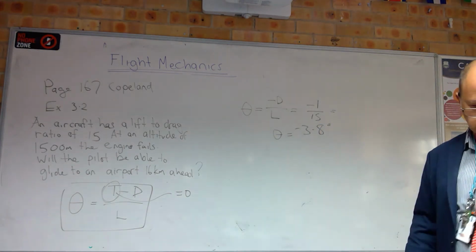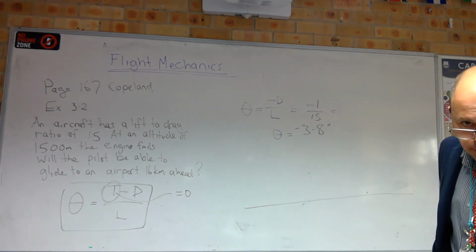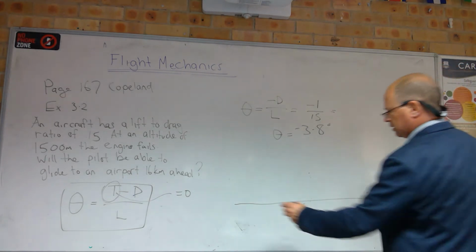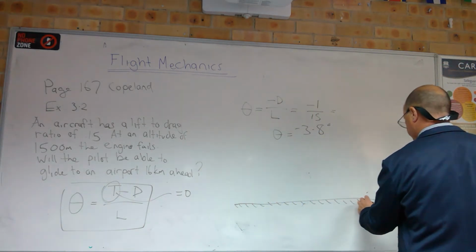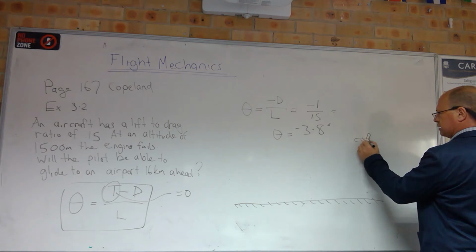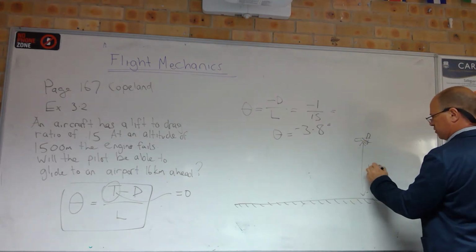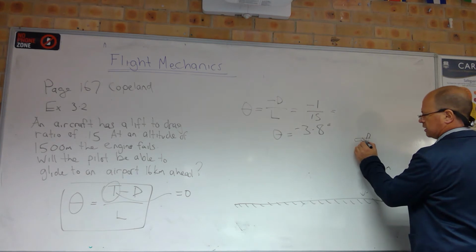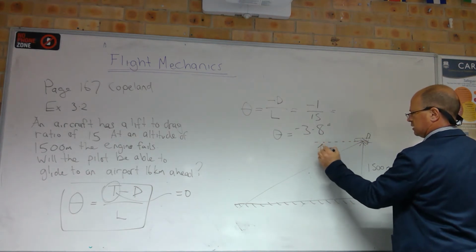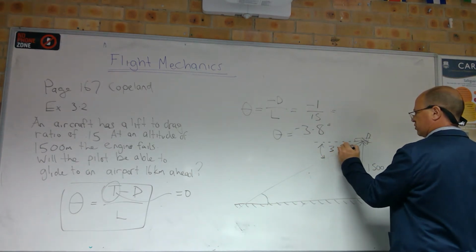So what does that mean? Now we need to draw a lovely little picture. Okay, so we've got our ground. We might try and make our ground horizontal. That's a very bad picture. Our ground that the aircraft is flying over. And we know our airport's 16 kilometers away. And we know our aircraft, which is flying up here, has had an engine failure, and it is at 1500 meters, and the angle going down, this angle here, is going to be the same as this angle here, which is, like we said, 3.8 degrees.